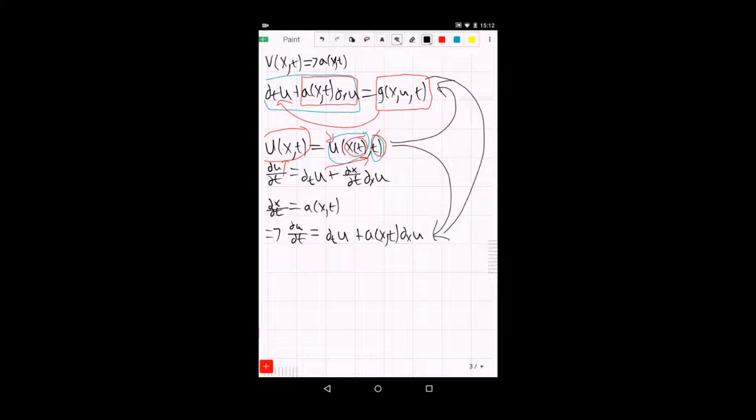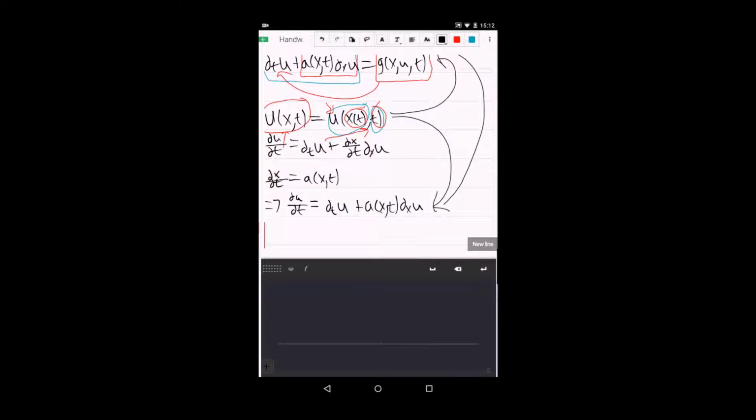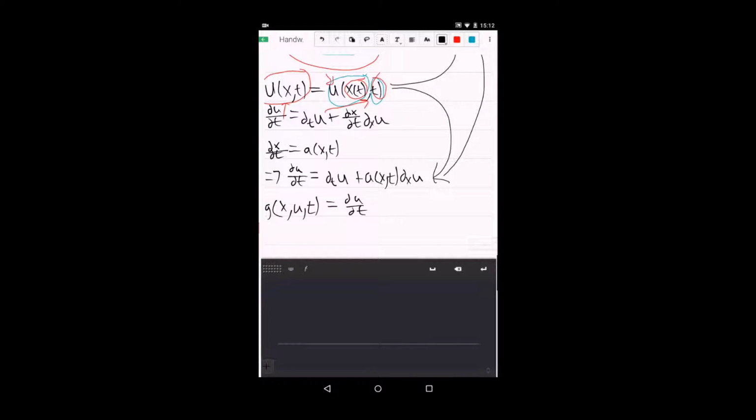So what we see is that this forces g of x, u, and t to be equivalent to du over dt. And that's it. That's the method of characteristics for this form.